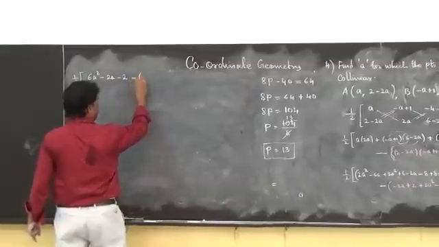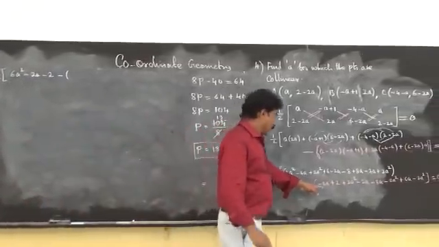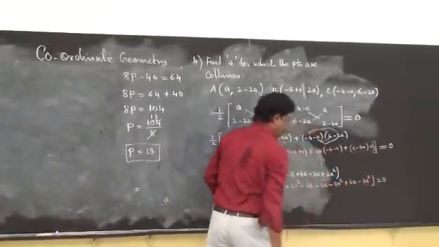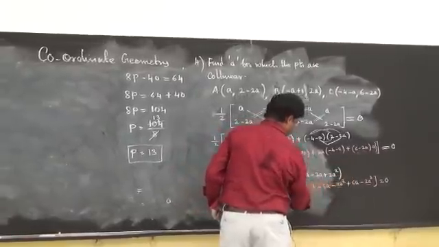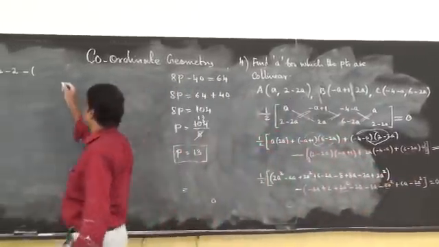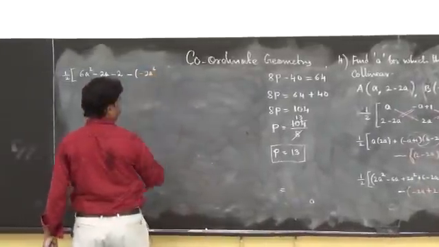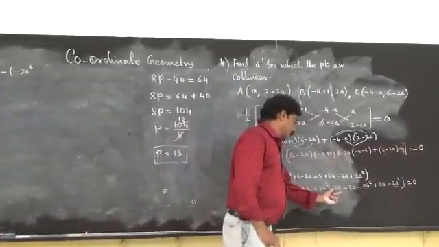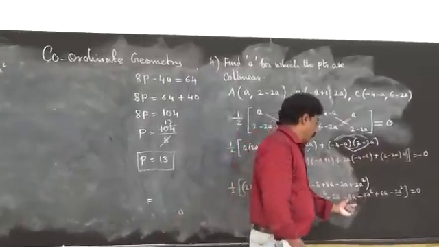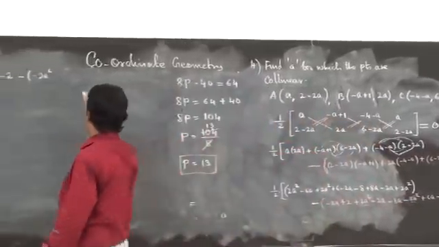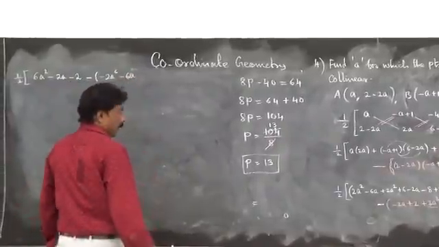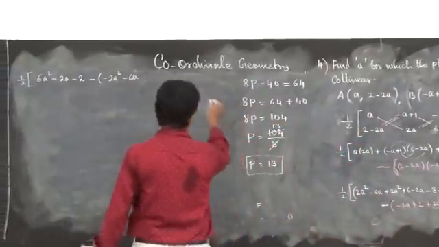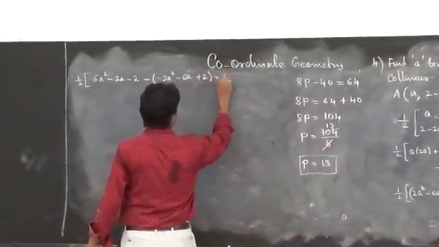Same way, the second bracket I am going to simplify. Minus a square, 2a square, minus 2a square, minus 2a square. So 2a square minus 2a square you can cancel. So what do we get here? Minus 2a square. When you come to a terms, minus 2a becomes minus 4a. Minus 4 minus 8 is minus 12. Minus 12 plus 6 is minus 6a. Then the constant term we have only 2. So plus 2 is equal to 0.